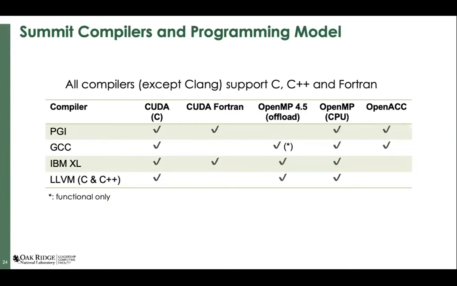We have a subcontract with Mentor Graphics to bring up support for programming models like OpenMP and OpenACC. And of course, the native IBM XL compilers have CUDA support, CUDA C, Fortran, and OpenMP 4.5, with some features of 5.0, but not a lot. And they have full support for the OpenMP CPU part of things.